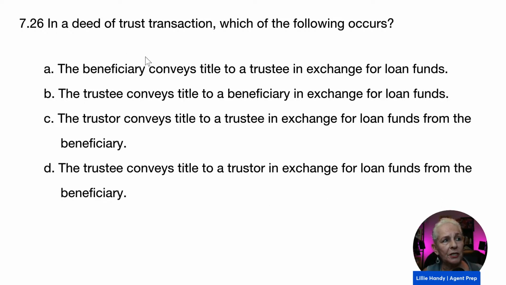So the beneficiary, what is the lender? The trustee is the trustee for the lender, the beneficiary. The trustor is the borrower. And so the trustor conveys a title to the trustee who holds the title in exchange for the loan funds that were provided by the bank, the beneficiary.